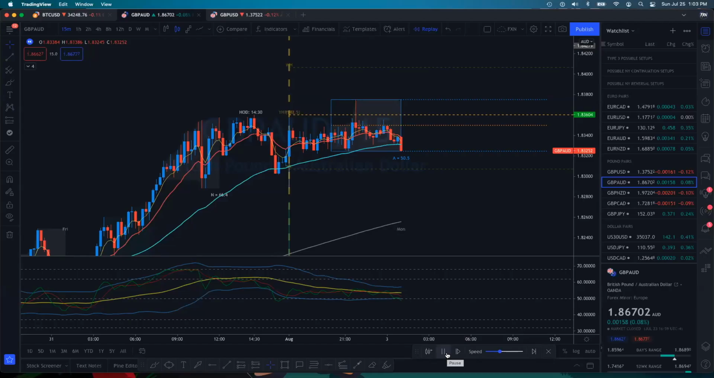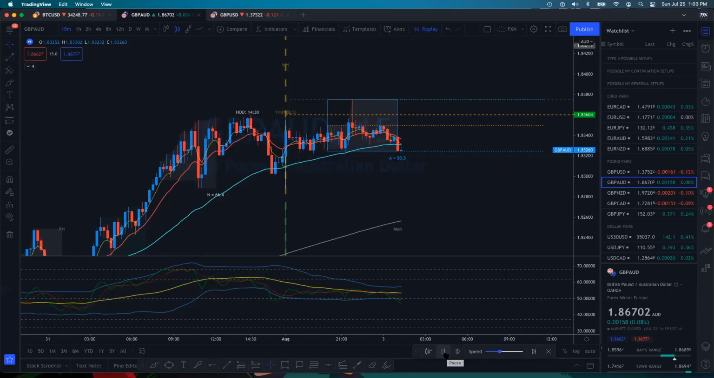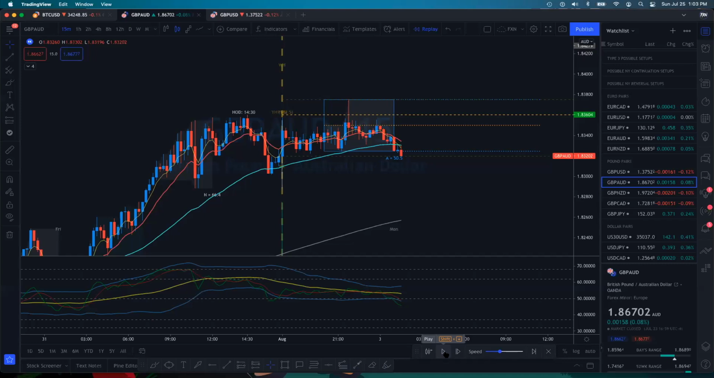All right, but let's play this out here and let's see if we can start to identify any kind of setups. Because this is London session trading, we're only going to focus on the London session. So once we get through London, we'll play the rest out. We'll go to the next day.